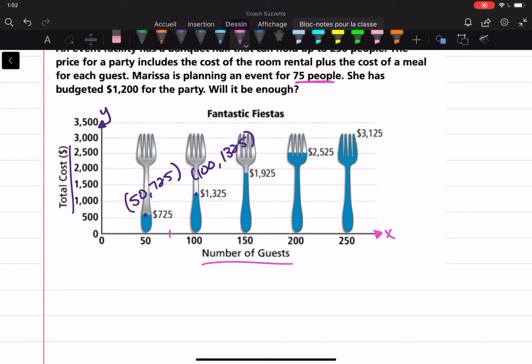Marissa is planning her event for 75 people. So 75 would be here for number of guests. And she's budgeted $1,200 for the party. Will it be enough is asking, is that the amount it would cost for 75 people? Is it less than that amount? Is it more than that amount? How can we find that? Well, we can actually use point slope form here.